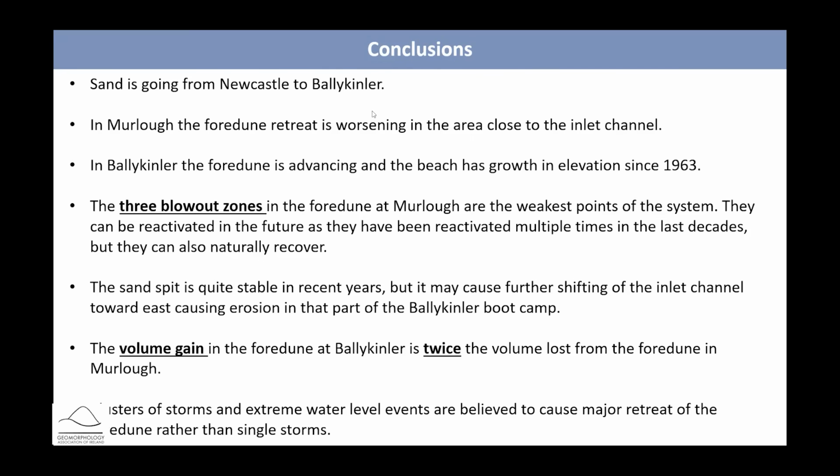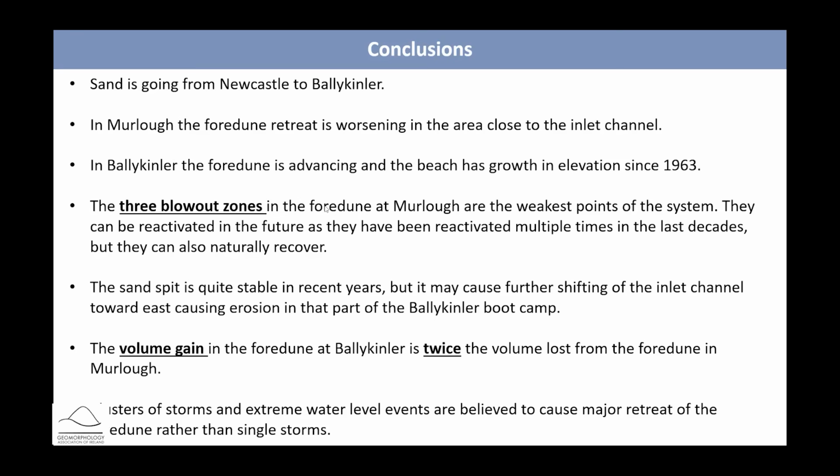So in a very simplistic way, the sand is basically going from Newcastle to Ballykindler. Of course, there is an ebb tidal delta in between, an inlet channel that is moving, so we need to understand how this geomorphic element is affecting the entire sediment dynamic of the bay. In Marlow, the foredune retreat is worsening, especially in the area close to the inlet. In Ballykindler, instead, the foredune is advancing, and there is a confirmation about this beach growth also in elevation from the historical dataset from 1963.